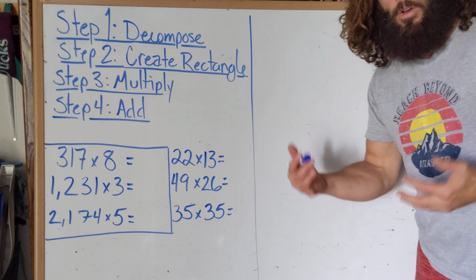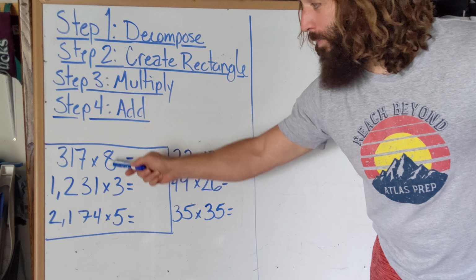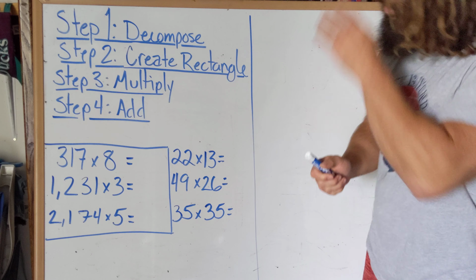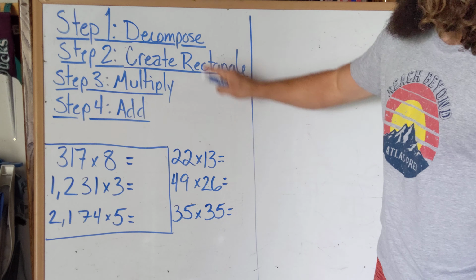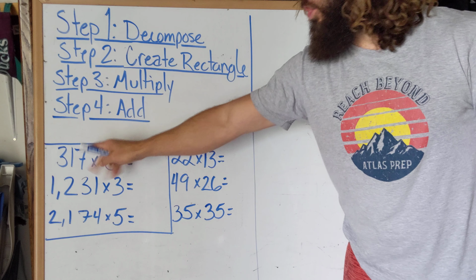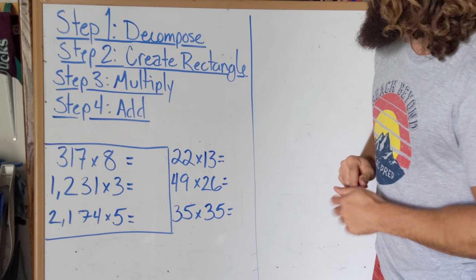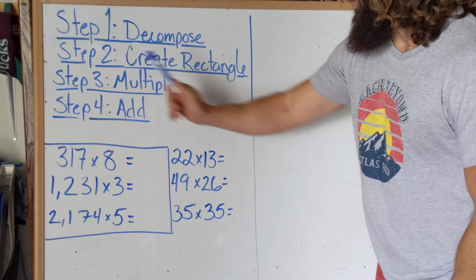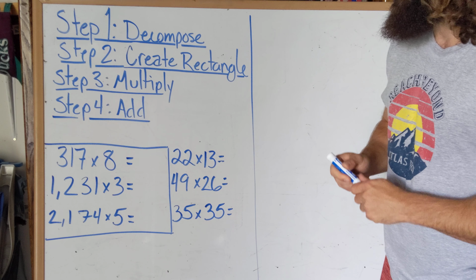Right, we are going through area model multiplication. We're going to do some 3 and 4 digit by 1 digit multiplication and 2 by 2 digit multiplication. There are 4 steps to doing area model multiplication. The first one is decompose your multiplicants, those are the numbers that you're multiplying together. The second step, you need to create a rectangle. Step 3 is multiply, and then step 4 is add.